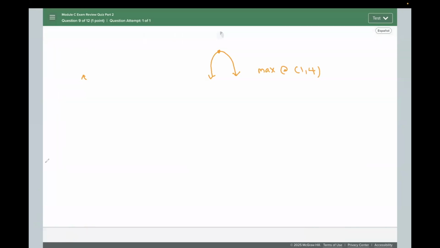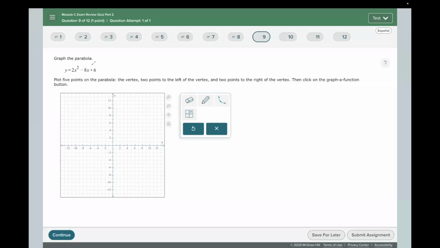Very good. All right, this one's saying plot the parabola y equals 2x squared minus 8x plus 6. Plot 5 points on the parabola, the vertex, 2 points to the left of the vertex, and 2 points to the right of the vertex. You could put this in vertex form, which we had some practice with in the previous video. And the way you would do that is by completing the square. But since we have Desmos, let's just use Desmos. And I'm going to take a sip of coffee and then we'll go from there.